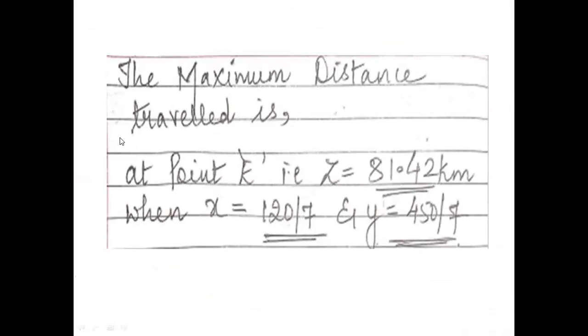The maximum distance traveled is at point E, that is 81.42 kilometers, when the value of x is 120 upon 7 and the value of y is 450 by 7. So class, with this, simple cases sums are over.